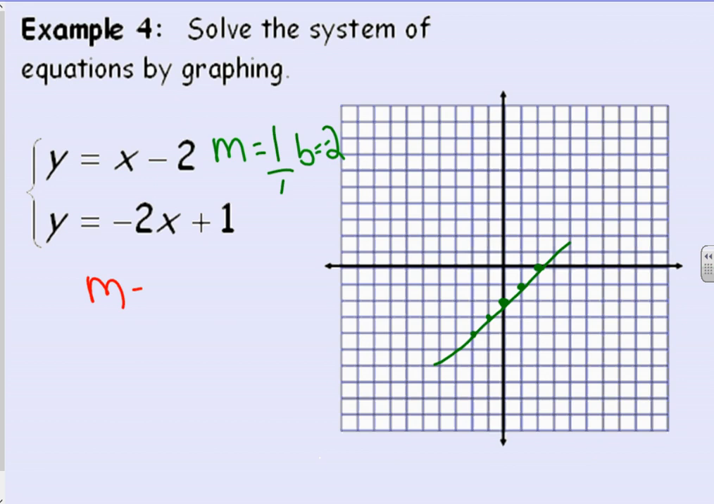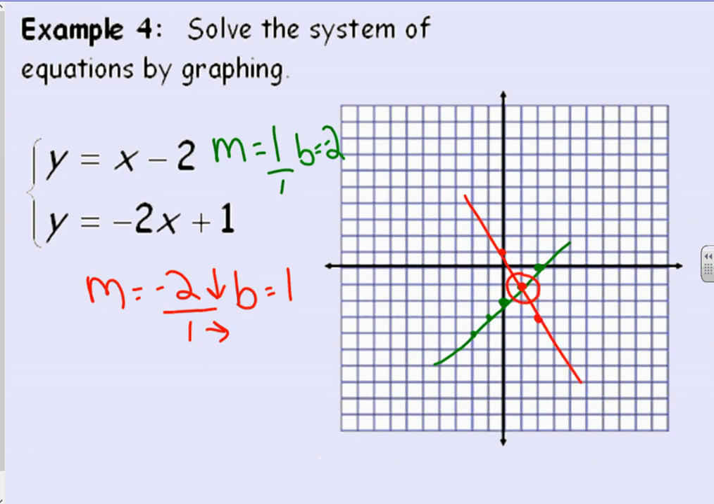Second, slope is -2. Make it a fraction. Y-intercept is 1. I go to +1. -2 tells me to go down and to the right. Down to right 1, down to right 1. And luckily, right away, they crossed.